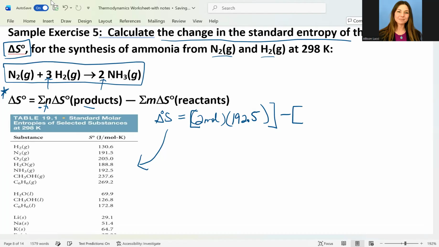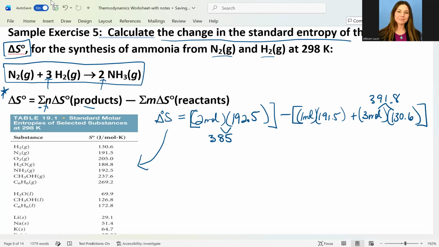And then from that, we're going to subtract the sum of the reactants. There's only 1 mole of N2, and N2 gas is 191.5 joules per mole Kelvin from the table. And then we're going to add to that the 3 moles of H2 gas times their molar entropy of 130.6, again in joules per mole Kelvin from the table. Now if we multiply, we get about 385 here, or exactly 385. And then I have 3 times 130.6.